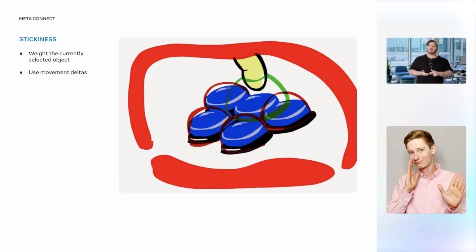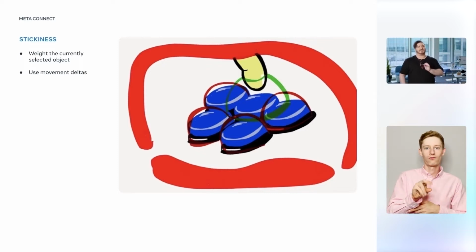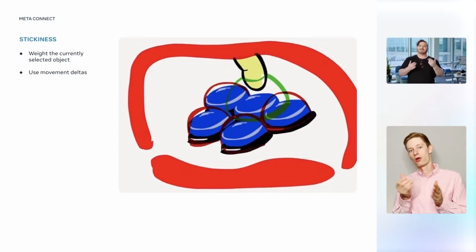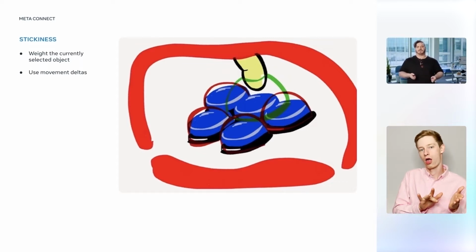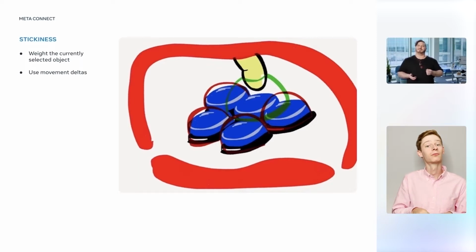That object becomes the new selected one and is weighted more strongly against any other interaction volumes. By only switching when it's very clear a user is trying to interact with a different object, the interaction will stick to the last one the user moved to. For additional polish, you can also trigger a change based on the movement delta of the user's controller or hand.